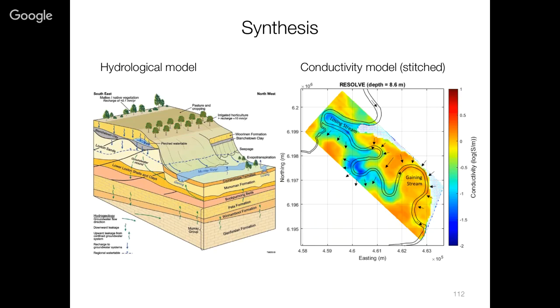So our synthesis is that here's our hydrogeologic model. We've got irrigation up top here, stuff is flowing down. Here's the Murray River, and we can identify some areas where the salt is coming in, and also where fresh water might be going up.